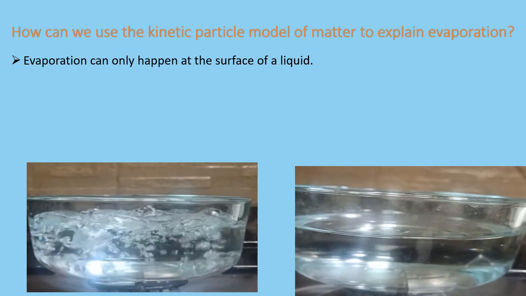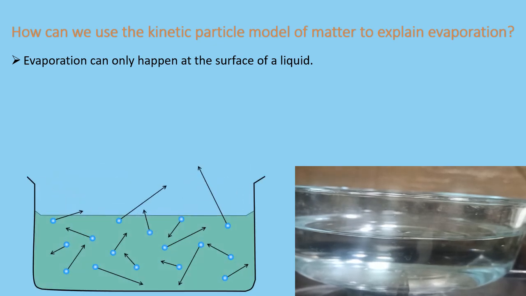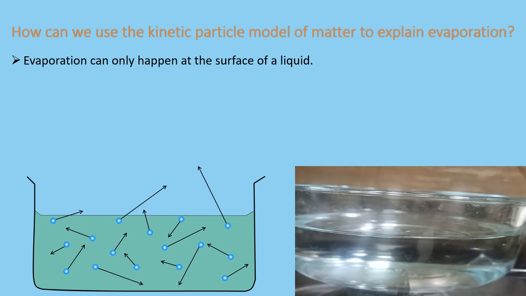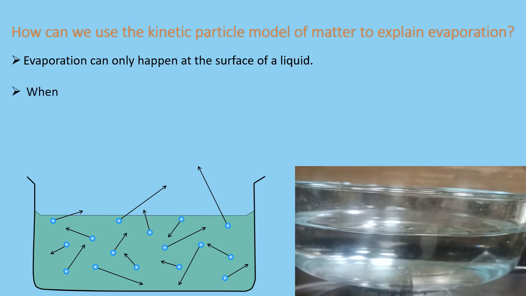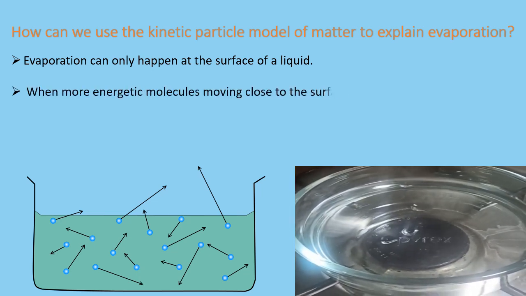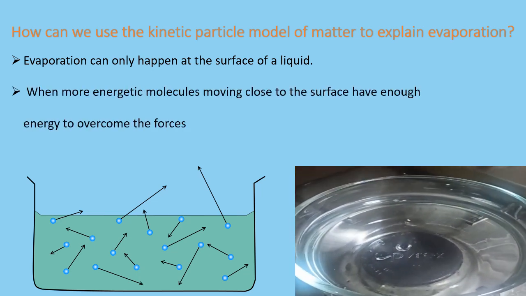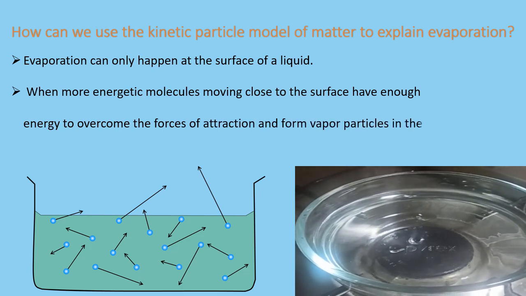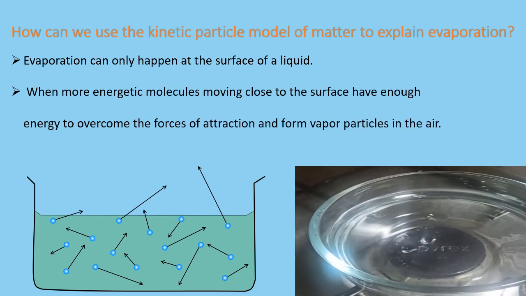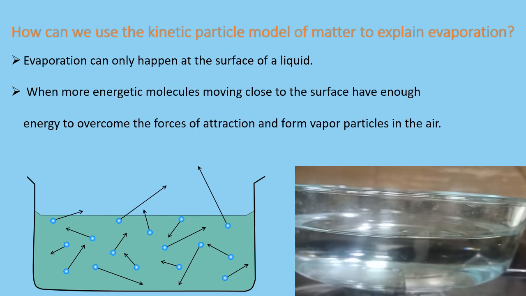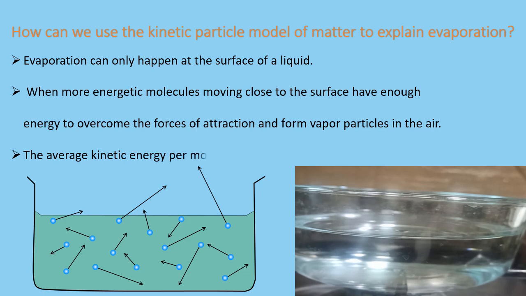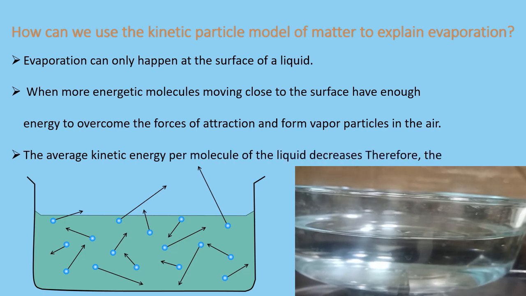Let me now explain why evaporation happens. Because temperature is the average kinetic energy per particle, we can safely assume that some particles have more kinetic energy than others. Consequently, evaporation takes place when more energetic molecules moving close to the surface have enough energy to overcome the forces of attraction and form vapor particles in the air. Because the liquid loses its highly energized molecules to the atmosphere during the evaporation process, its average kinetic energy per molecule decreases. Therefore, the liquid's temperature decreases.